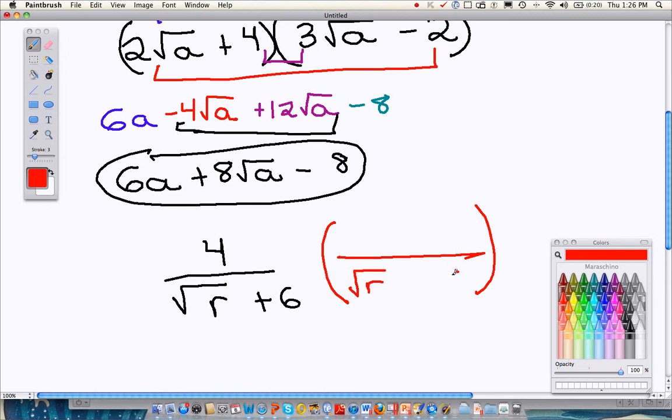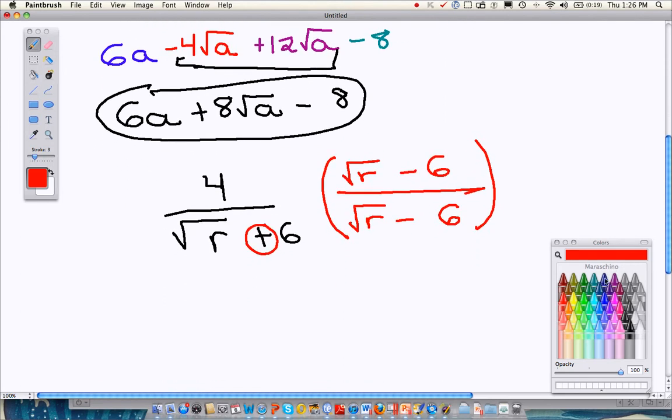The conjugate is the same term as the bottom, so the square root r and the 6, only instead of the positive, we use a negative. So we always reverse the sign. If it's a positive, the conjugate has the negative. If it was a negative, the conjugate has the positive. You're allowed to do this as long as you multiply the top and the bottom by the same thing. So let's go ahead and see why we do this.